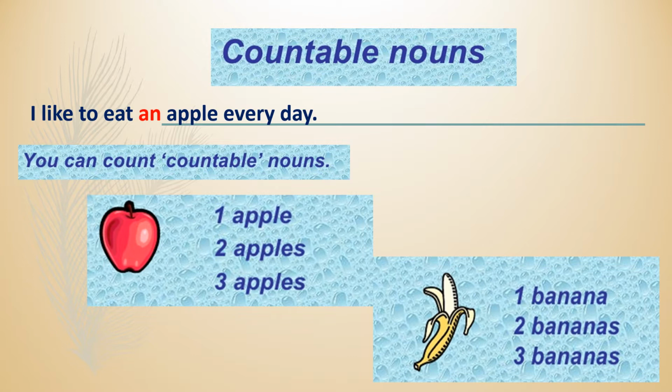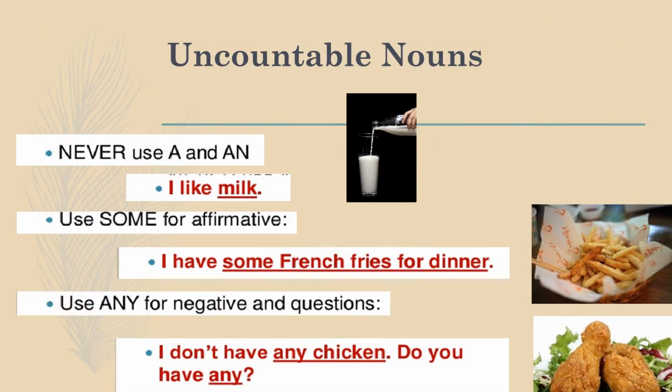The same with banana. I need one banana or two bananas or three bananas. All countable nouns have the same rule. We can count them. But what about uncountable nouns? There are some rules we have to follow if we want to talk about uncountable nouns.